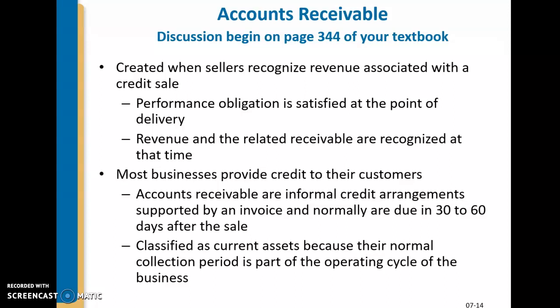Most businesses provide credit to their customers. Accounts receivable are informal credit arrangements supported by an invoice and are normally due within 30 to 60 days after the date of sale. They are classified as a current asset because their normal collection period is part of the operating cycle of the business.